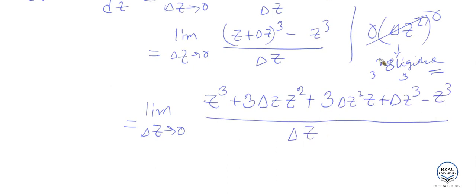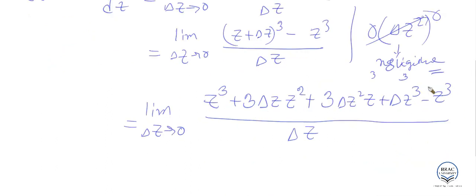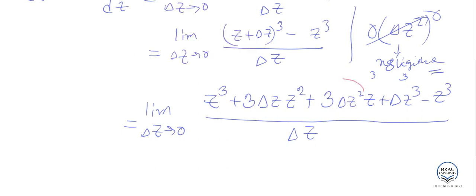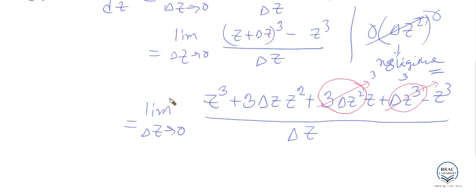And notice that we have said that this order of del z square should be taken to be 0, that is they are actually negligible. So these two terms over here, we take them out. If we do that, also notice that this z cube cancels with this z cube, because there's a minus over here and there's a plus over here.